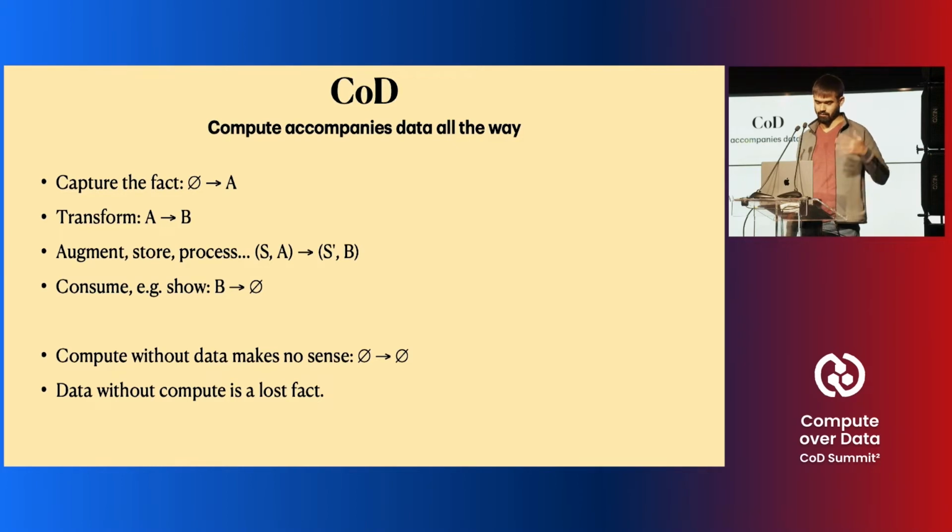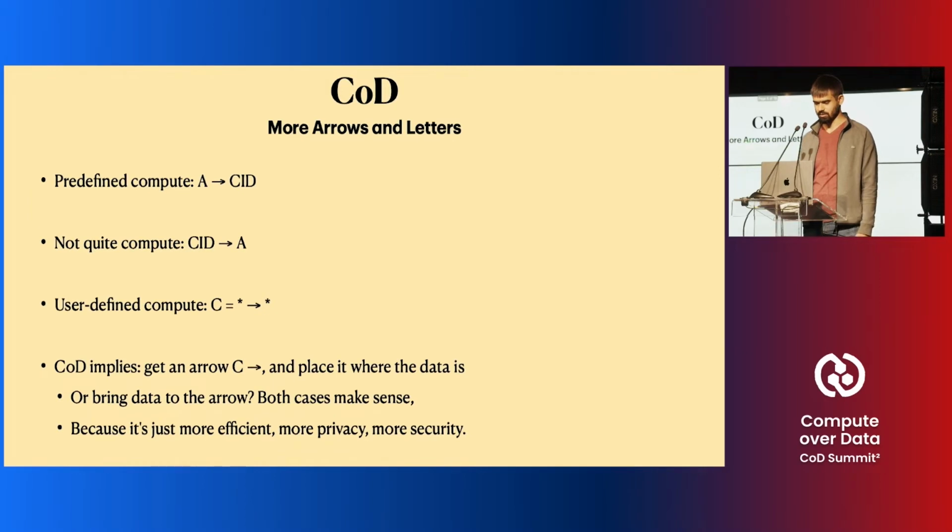And finally, to finalize the life cycle of the data, we need to consume it, for example, to show it, and we have some kind of sinks for the data. It means that you provide the data as an argument, and you have nothing inside the system out of it, but you have some effect, for example, something shown on the display. So there's no way to compute without data. Compute without data makes no sense, absolutely no sense. If compute without data seems to make sense, it means that there is data involved actually. It was consumed or exported or something happened. And data without compute is a lost fact. It happened, but it isn't even stored, so it's just lost.